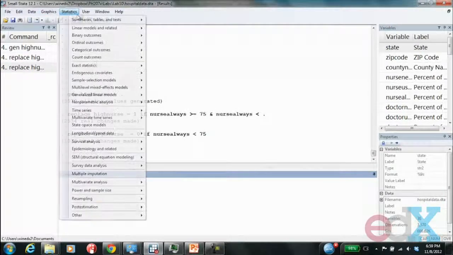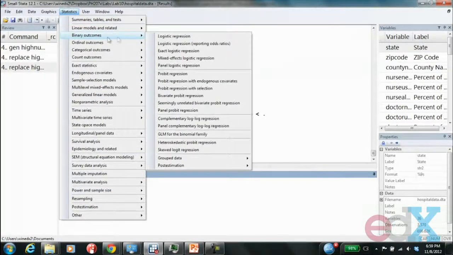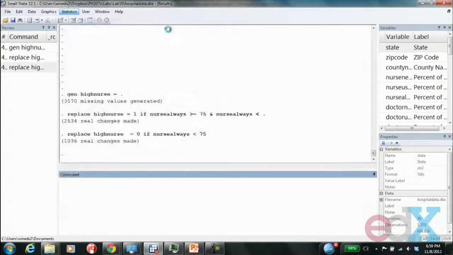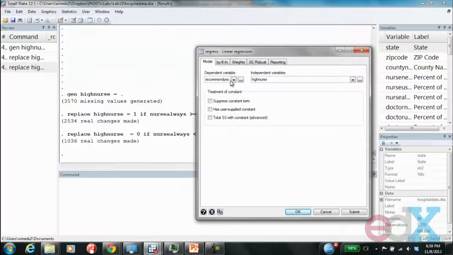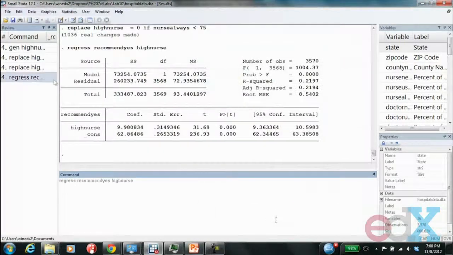Once we've defined this hi nurse covariate, we can fit our linear regression model in the same way as we did in the previous tutorial. The dependent variable is recommend yes. The independent variable is now hi nurse, and we can hit OK. Again, we just use this regress command to fit our regression models.